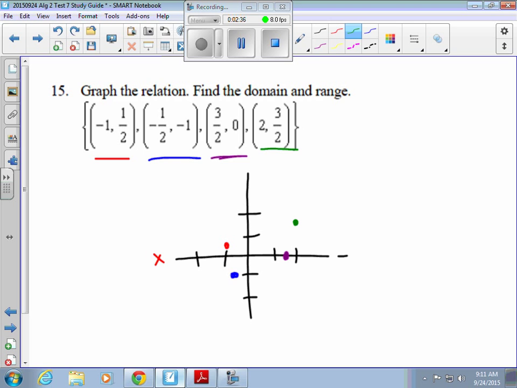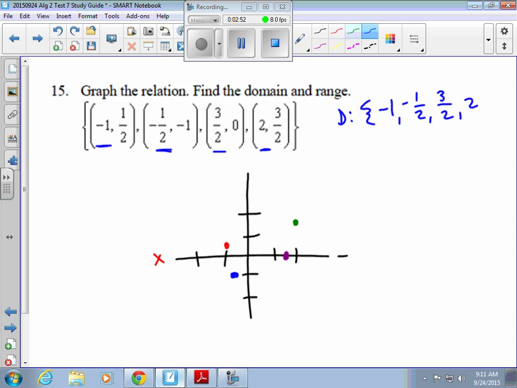Then it says find the domain and range. Your domain is each of your x values. This one, this one, this one, and this one. So domain, smallest number you got is negative 1, then negative 1/2, then 3/2, and then 2 as your domain.